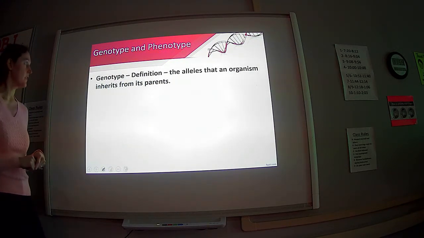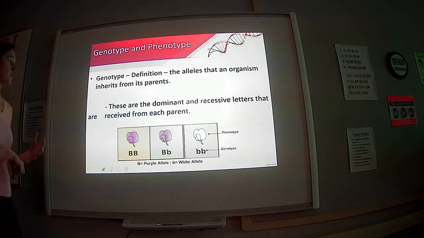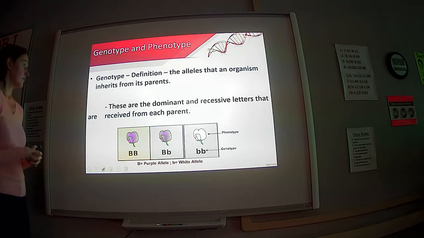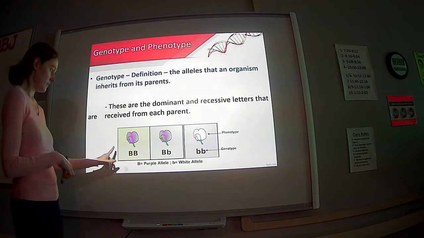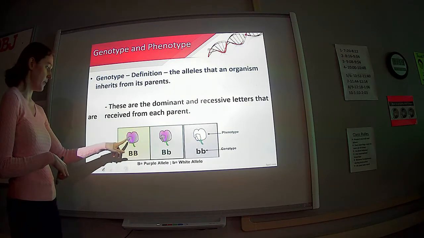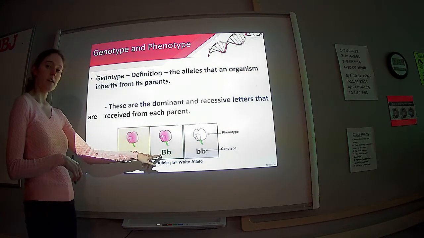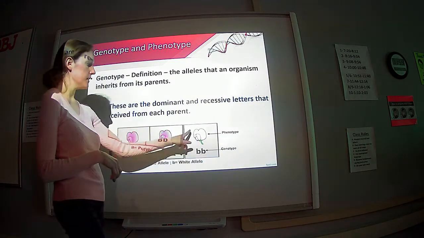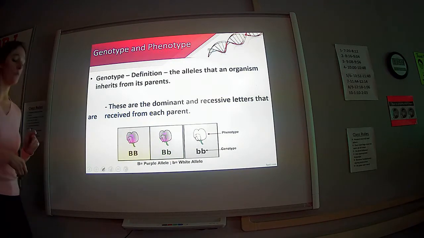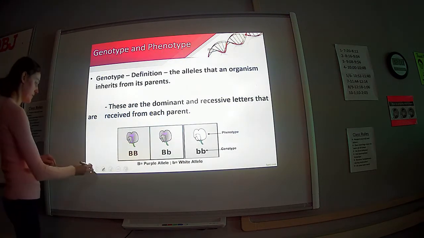Genotype. These are the alleles that an organism inherits from the parents. They can be dominant, recessive. You get one from each parent. So for purple, we're going to have two capital B's. If you have a capital and a lowercase b, it's still going to be the color purple. If you have two lowercase b's, that is going to give you the color white. The letters down here are representing our genotype.